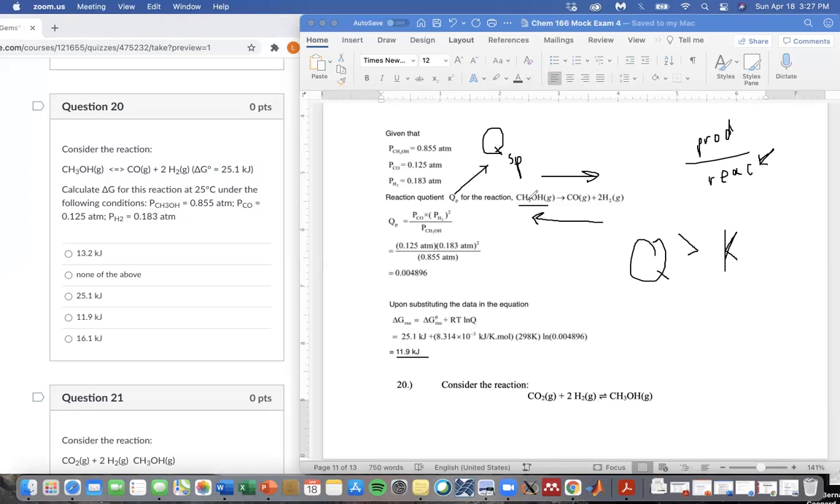The only thing you're a little bit off about here is that we're not working with KSPs, we're just working with a normal K here. But if you're working with a QSP and a KSP expression, you'd be 100% correct.